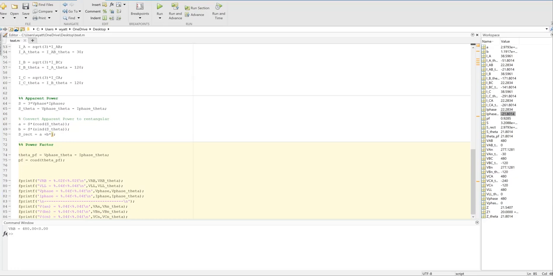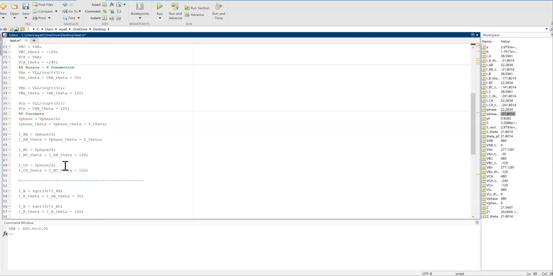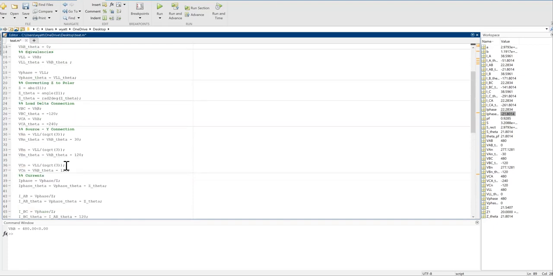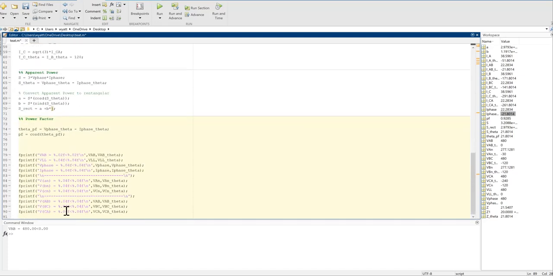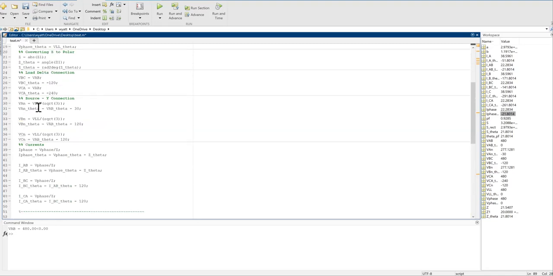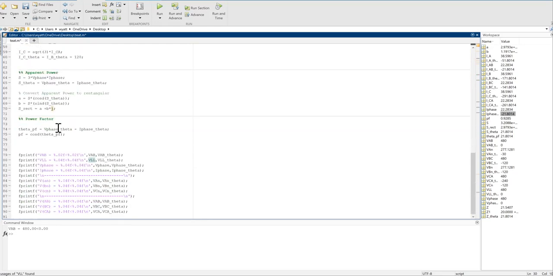And then our VAC. This is me calculating our load delta connection, and then here was connecting our source Y connection. So source Y connection and our load connection.